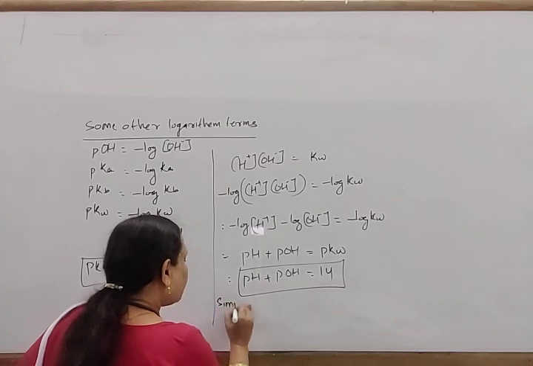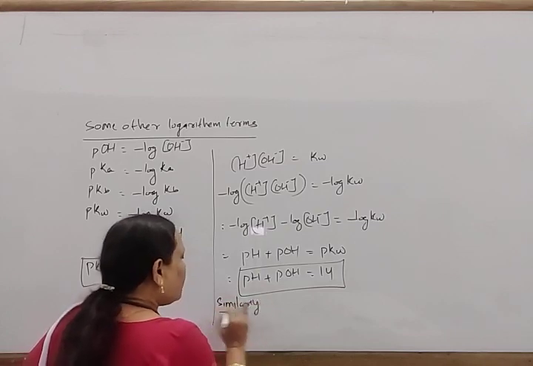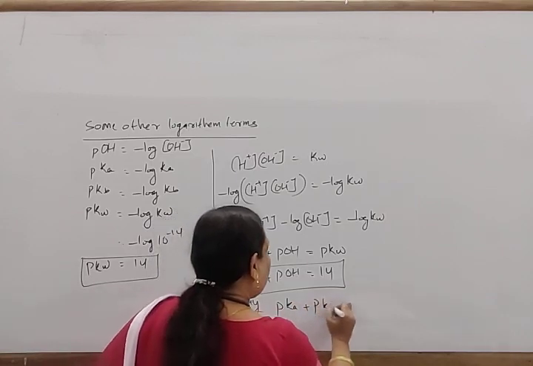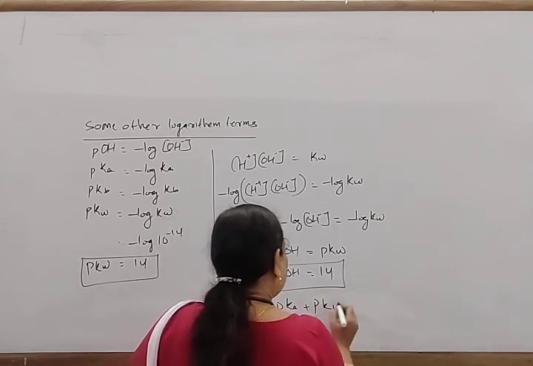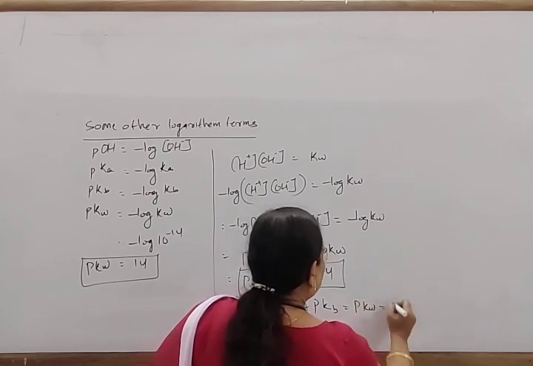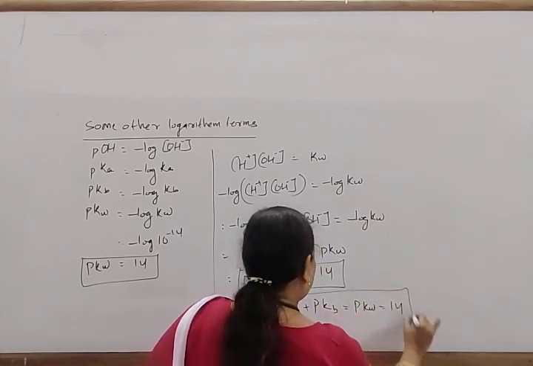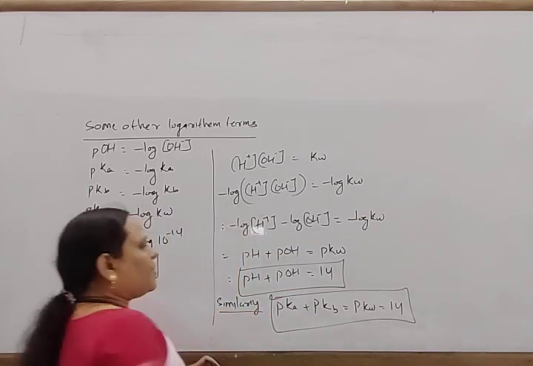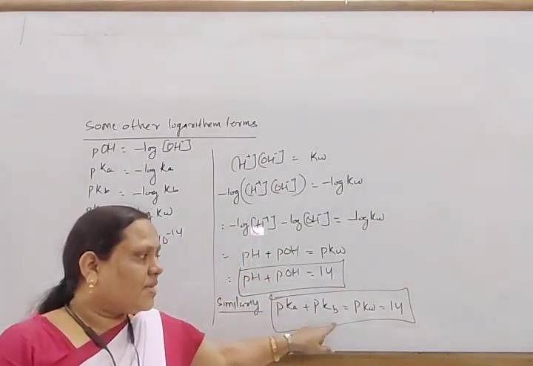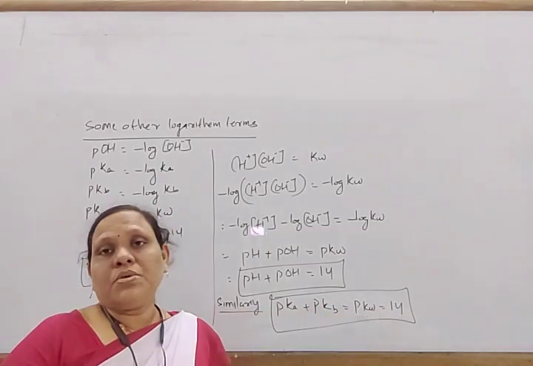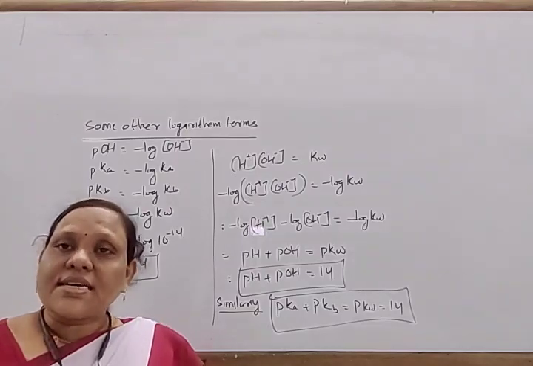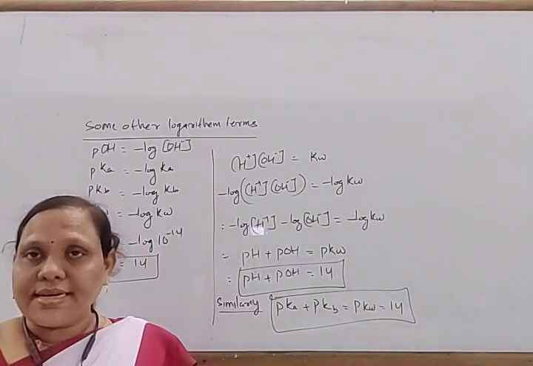Similarly, pKa plus pKb of an acid and base is always equal to pKw, that is also equal to 14. Okay, so pH plus pOH is 14. Similarly, pKa plus pKb is also equal to pKw, which is equal to 14. So for today, up to this, and in the next class we will solve some problems relating to pH.